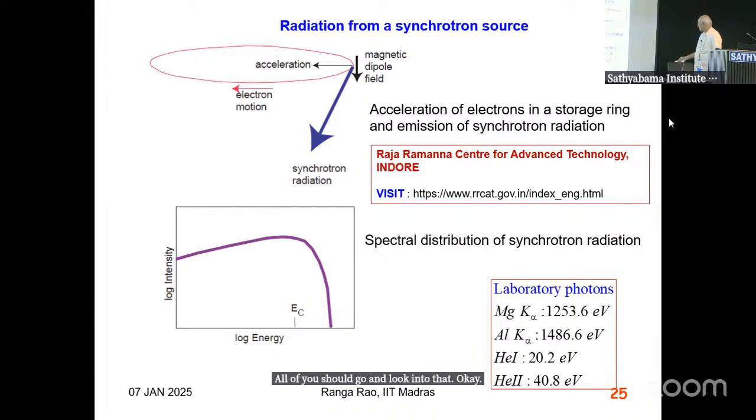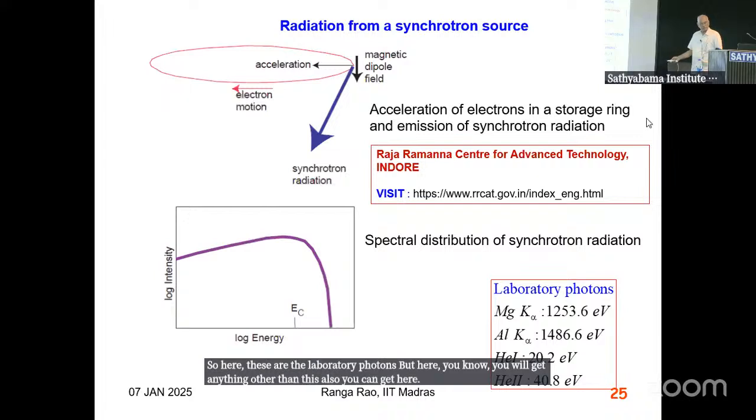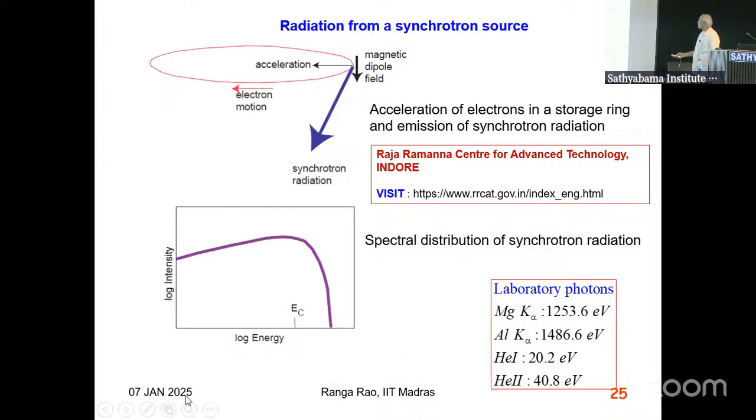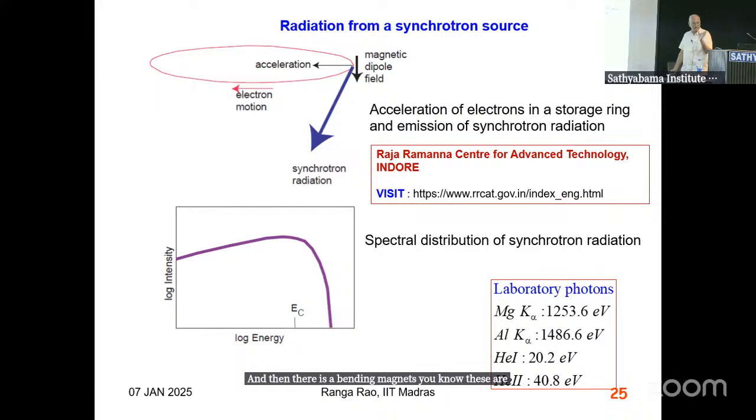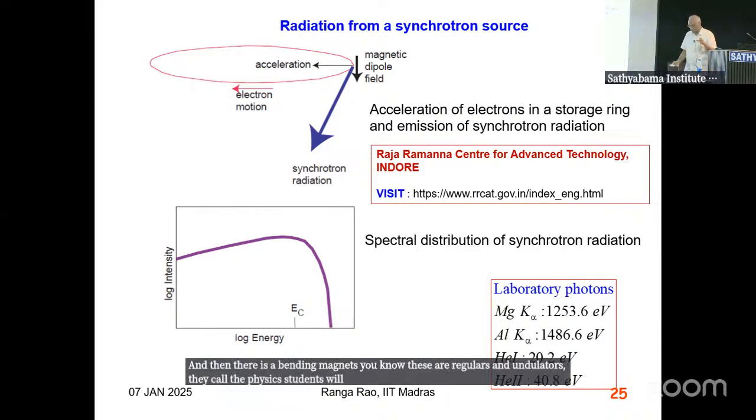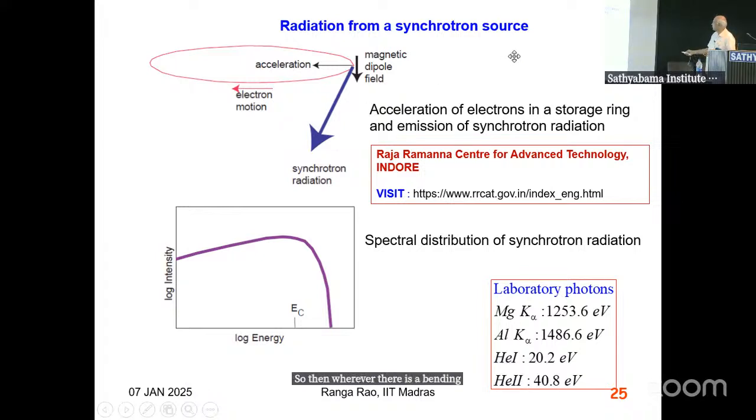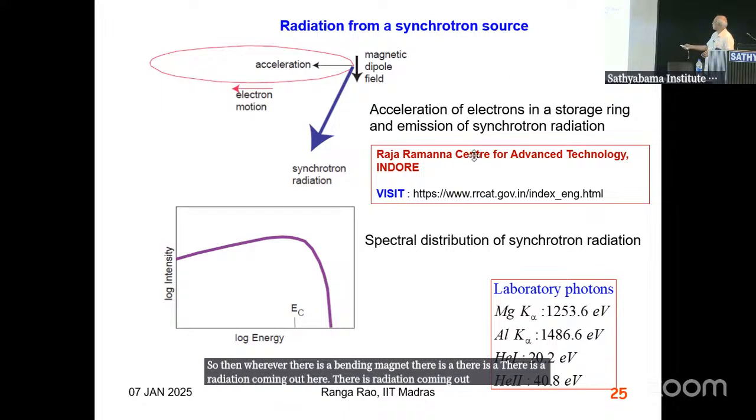So here, these are the laboratory photons. But here, you can get anything other than this also. So this is how it looks like. This is the ring, where electrons are circulated. And then there are bending magnets, and these are wigglers and undulators, they call it. Physics students will know these things better. Wherever there is a bending magnet, there is radiation coming out. These are all radiation, and these are called beam lines.